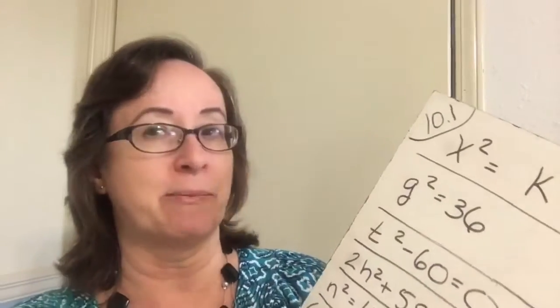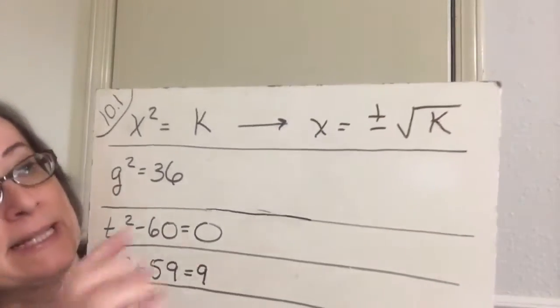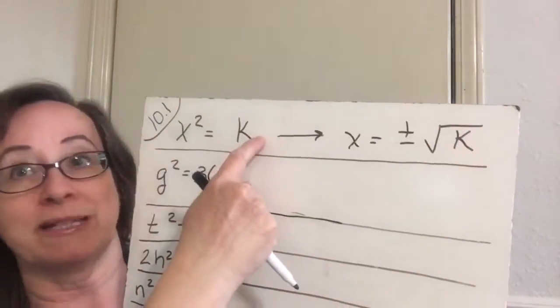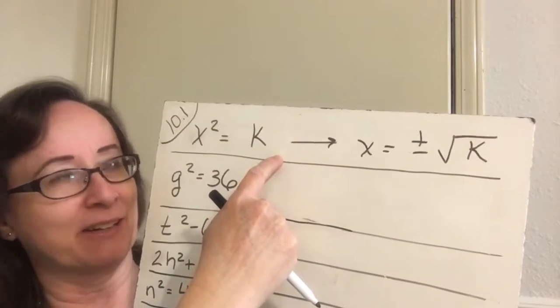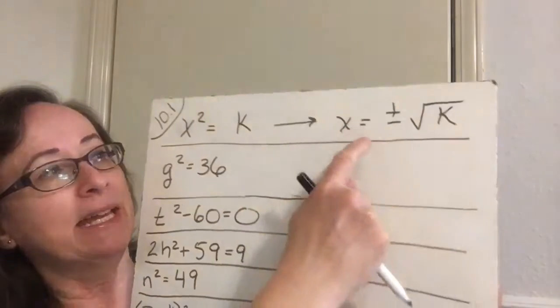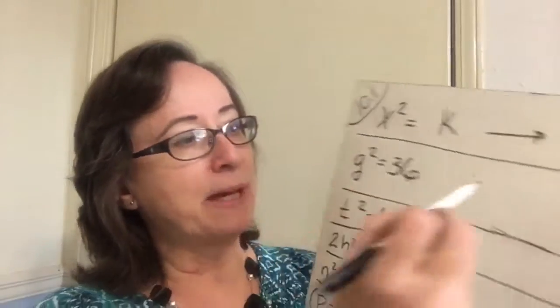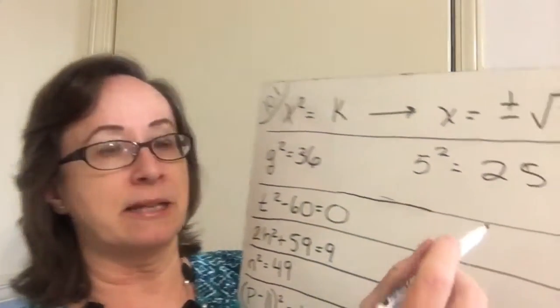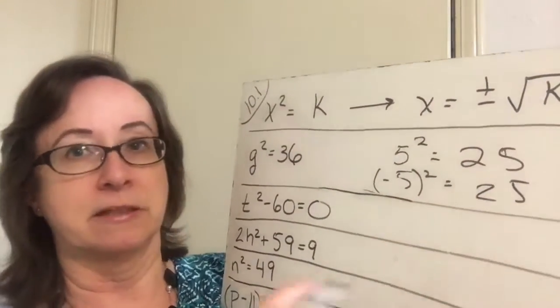Now we're doing chapter 10, and we're talking about the square root property, which basically is this right up here. If I have an equation that x squared is equal to some constant, or some expression, we'll find out later it works with expressions, then x is equal to plus or minus the square root of k. Now, remember we have plus or minus because we know that 5 squared is 25, and we also know that negative 5 squared is 25, okay?